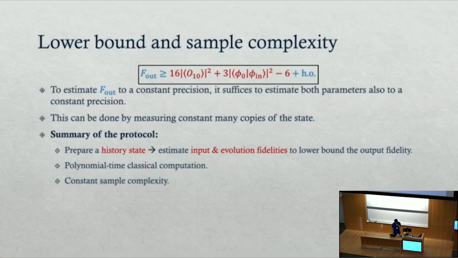So finally, to briefly summarize our protocol, it's quite simple. You just first prepare a history state, then you estimate the input fidelity and the evolution fidelity to lower bound the output fidelity. And this whole protocol only requires polynomial time classical computation and constant sample complexity.